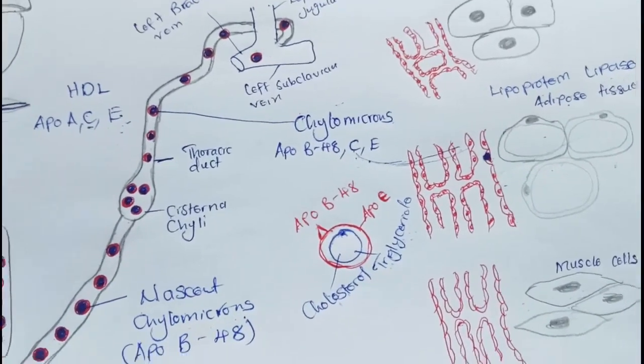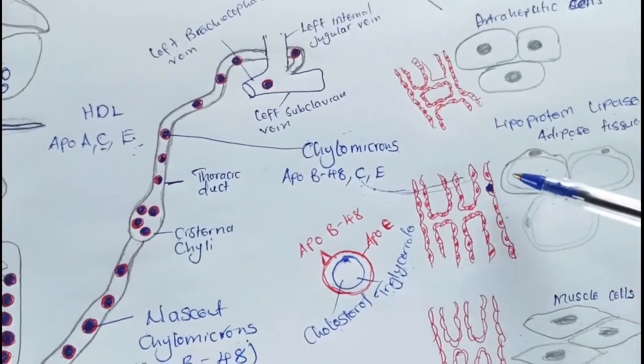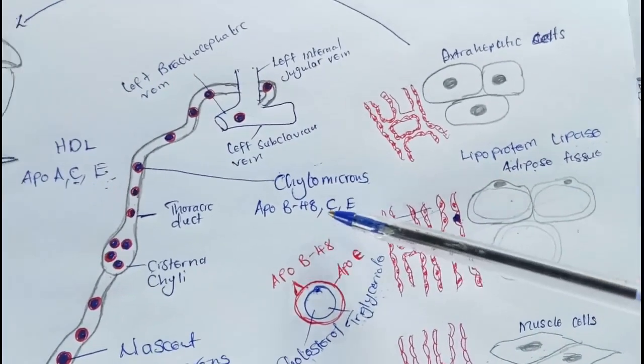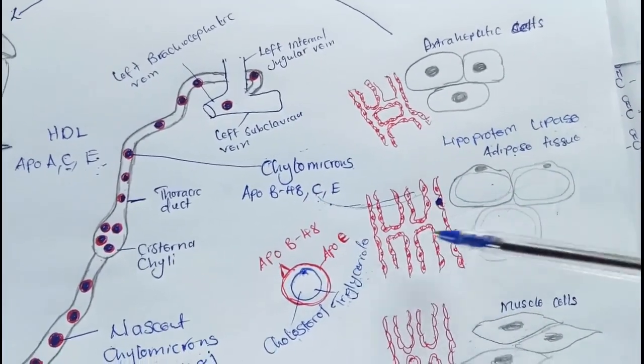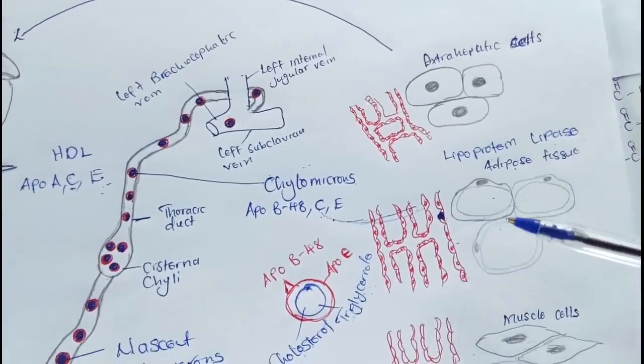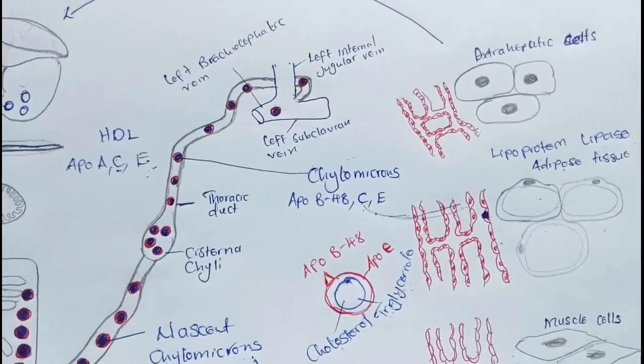the fatty acids and glycerol and use it for what? For energy. And then what will happen in the adipose tissue? In adipose tissue, the fatty acids and the glycerol will be used for storage, so they'll be stored in the adipose tissue. All right, cool. What's next?